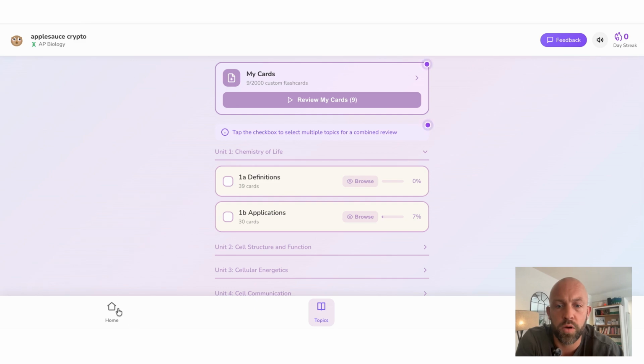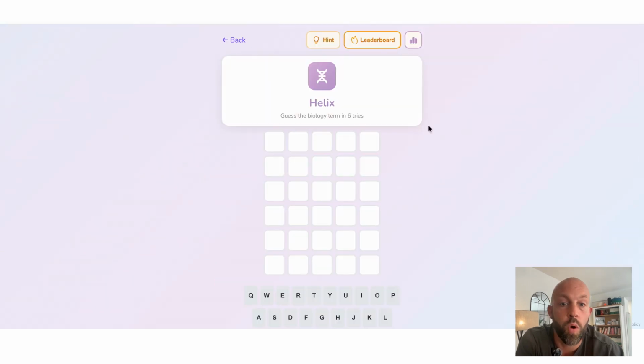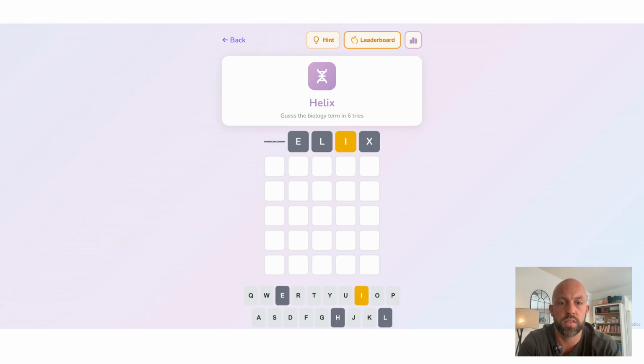Like Helix, you've got a daily Wordle style problem, a quick 5-letter word. Let's think... ribose. Oh no, it's not even 5 letters. Helix is... boom. Even got the nice animation.